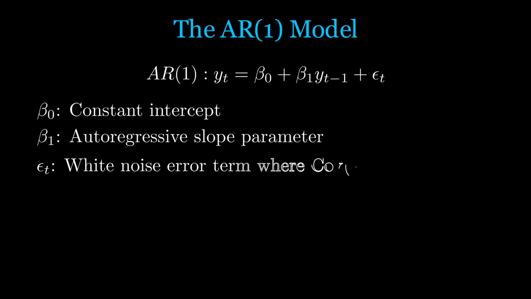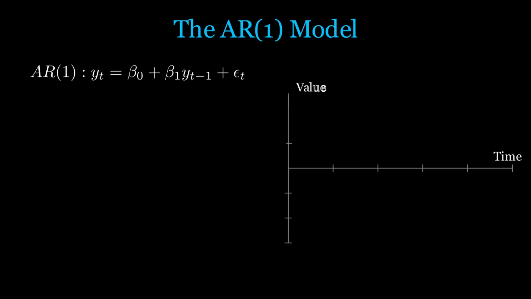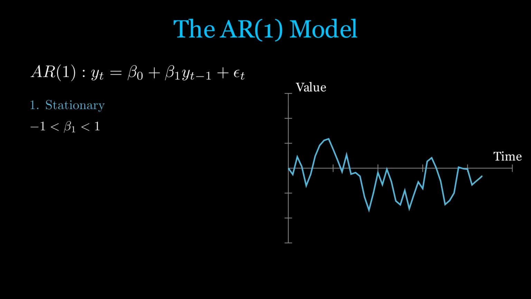The last term, epsilon t, is a white noise process, where the covariance between epsilon t plus k and yt is 0 for any lag k greater than 0. Let's look at how changing these parameters affects the AR1 model. We will examine 3 distinct cases based on the value of beta 1. In the first case, when beta 1 is strictly between -1 and 1, the series tends to revert to its mean. It is stationary.